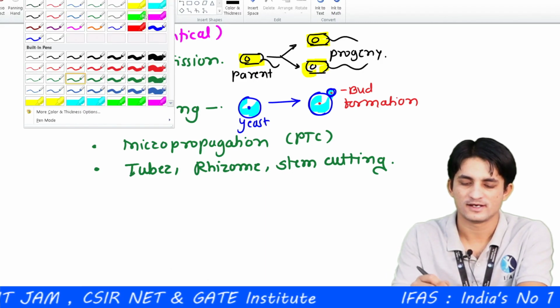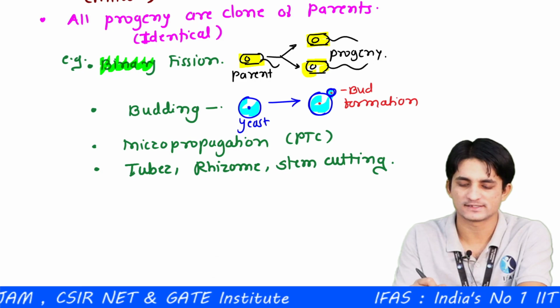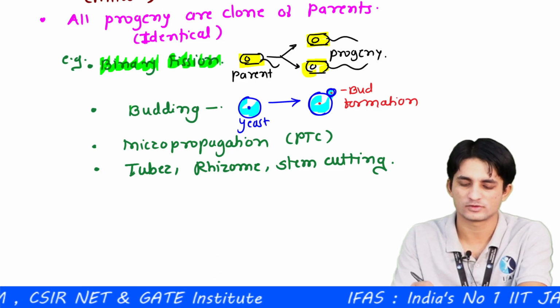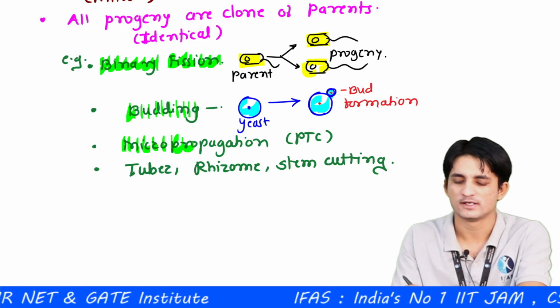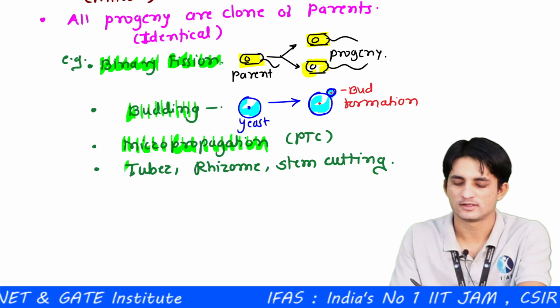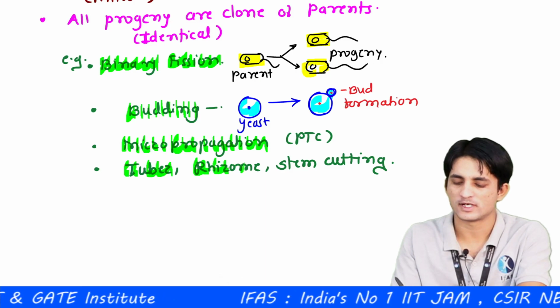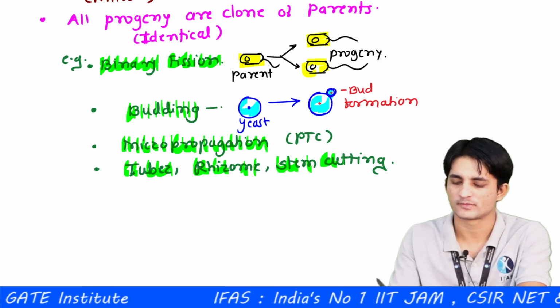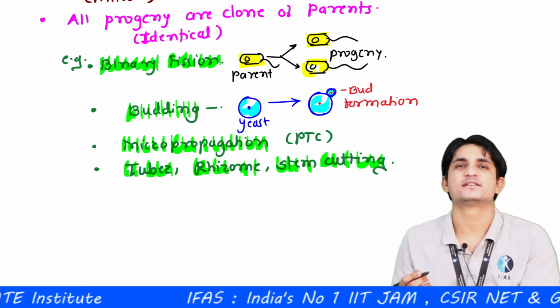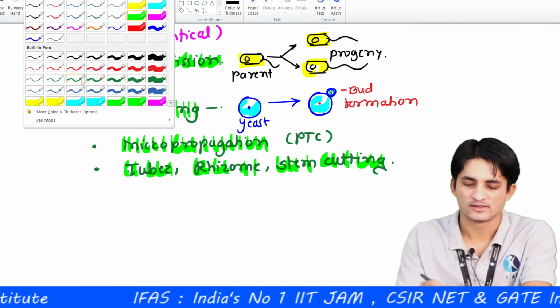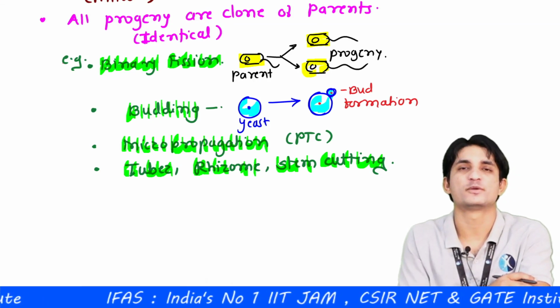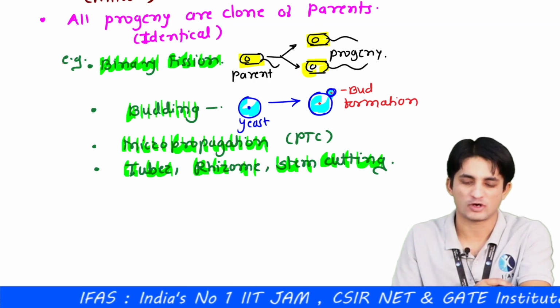So in asexual reproduction, mitosis is involved. So here there is the doubling which occurs. So these are the ways of asexual reproduction. And here completely identical progenies are formed. So therefore the major way of asexual reproduction is the doubling of the organism.